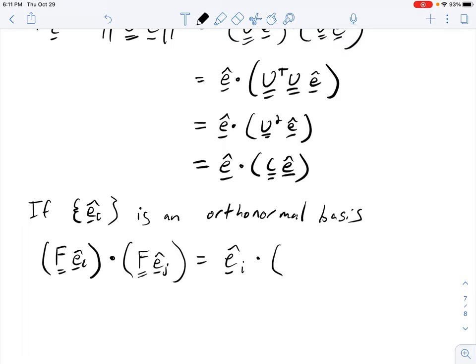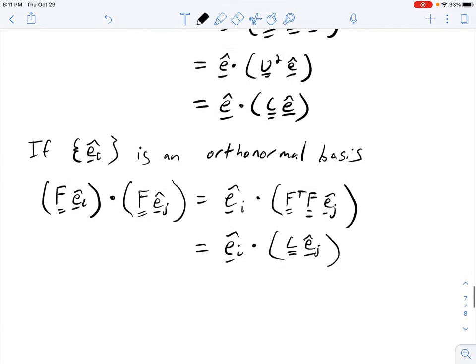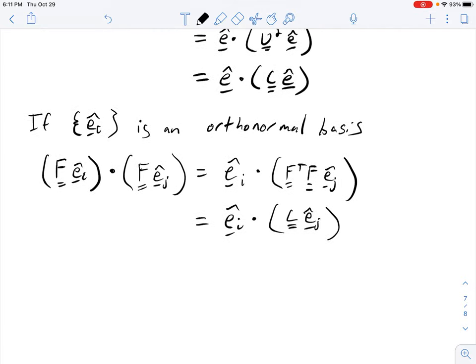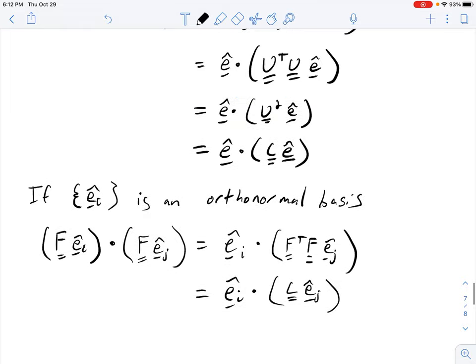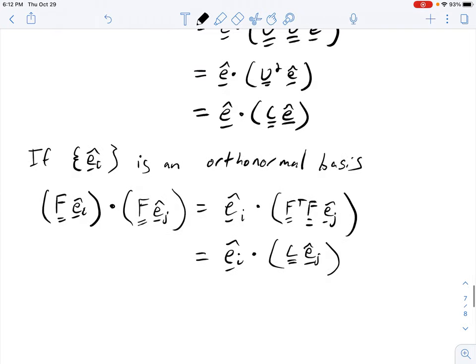Dot F transpose F E_j is equal to E_i dot C E_j. So the right Cauchy-Green deformation tensor characterizes the inner products of stretch vectors at x. If you think of a stretch vector as u acting on a given material direction, a unit vector in that way.